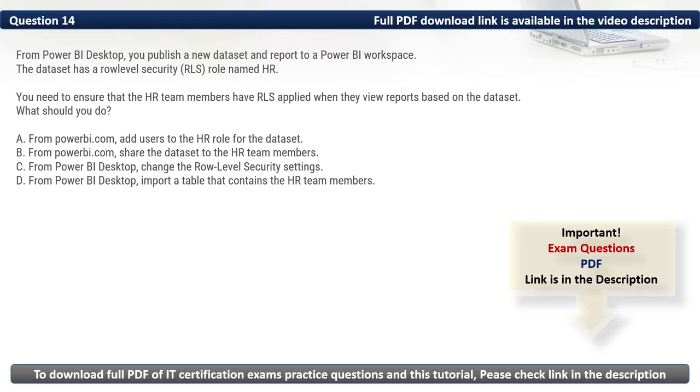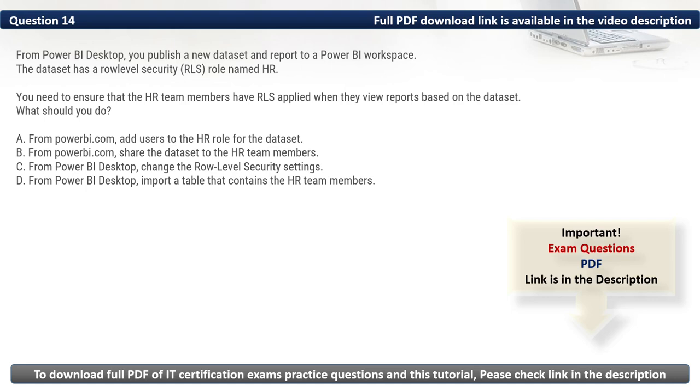Question 14. From Power BI Desktop, you publish a new dataset and report to a Power BI workspace. The dataset has a row-level security role named HR. You need to ensure that the HR team members have RLS applied when they view reports based on the dataset. What should you do? Firstly, let's eliminate the incorrect options.